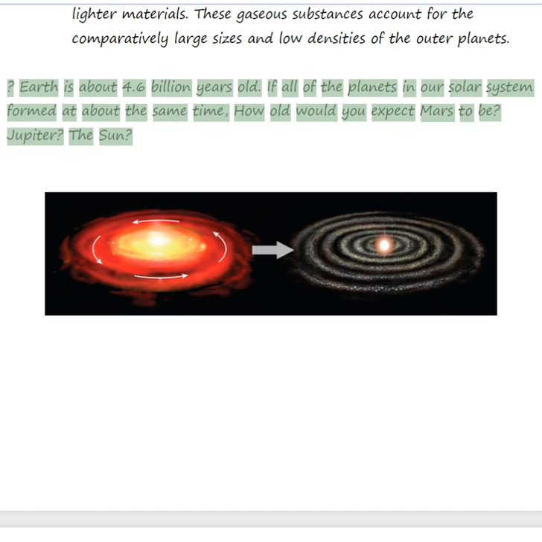Earth is about 4.6 billion years old. If all of the planets in our solar system formed at about the same time, how old would you expect Mars to be? Jupiter? The Sun?